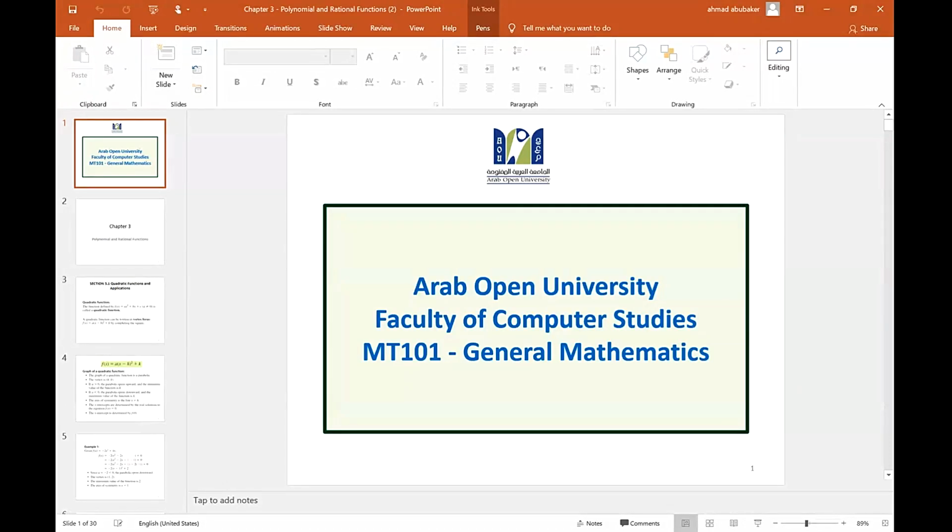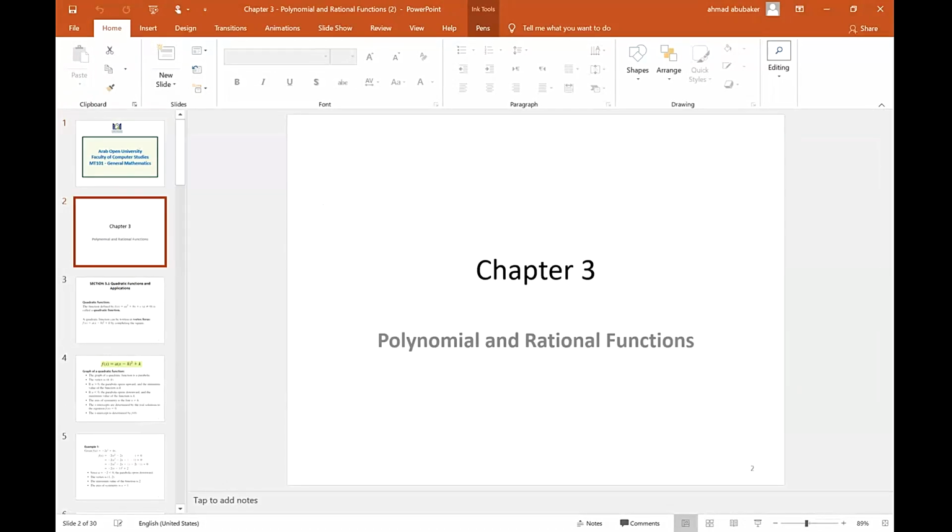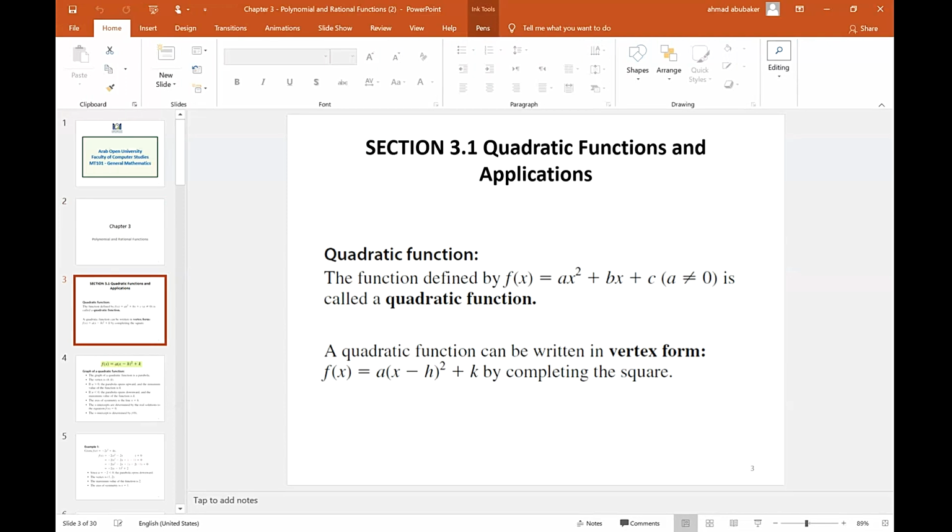In this lecture, inshallah, we will start with chapter 3. In chapter 3, we have polynomial and rational functions, also polynomial and rational inequalities. Also, we have some variation, equations of variation. This is the main subject in this chapter. Firstly, we talk about the quadratic function and some applications of the quadratic function.